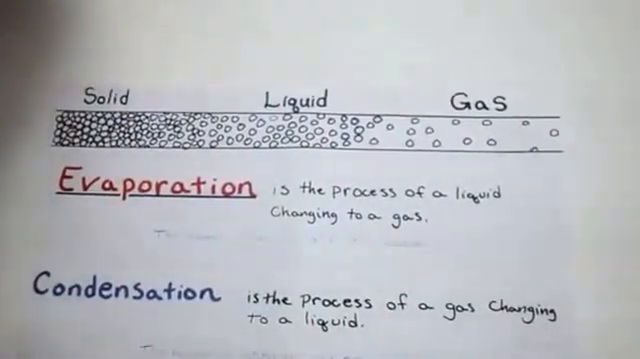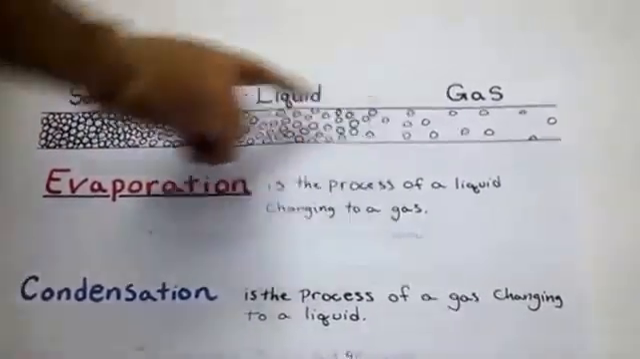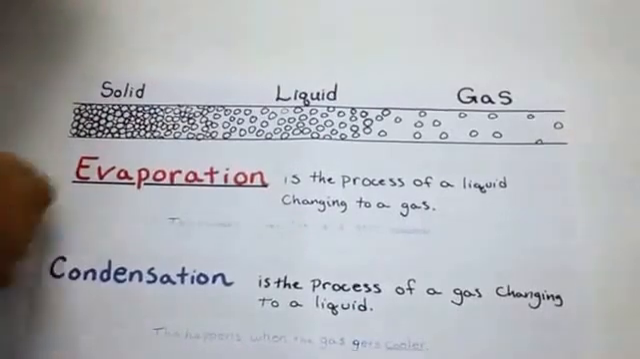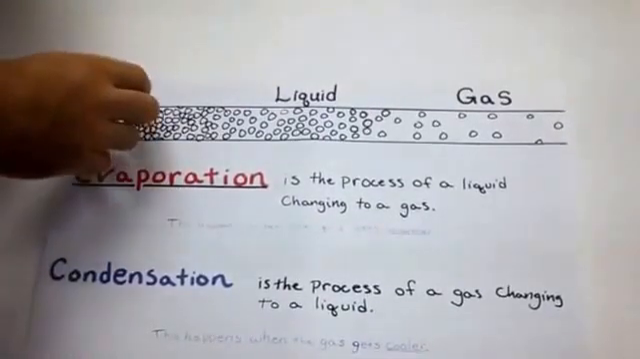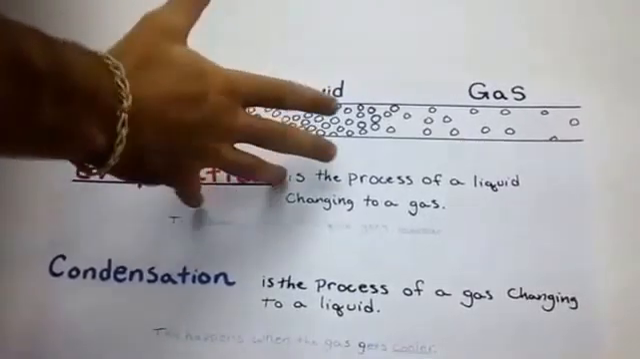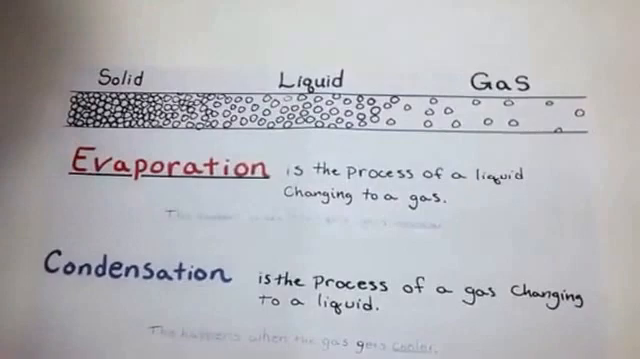As you've learned before, solids, liquids, and gases have different concentrations of particles. The solids, they're all very much together. The liquid, things spread out a bit. And the gas, the particles are very far apart.